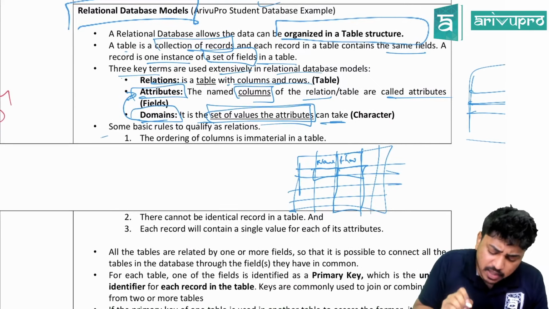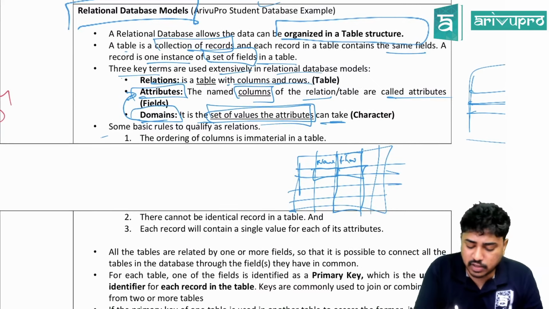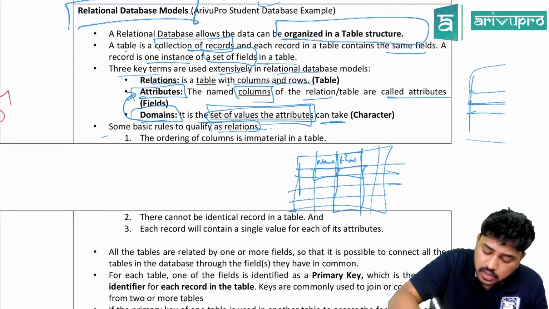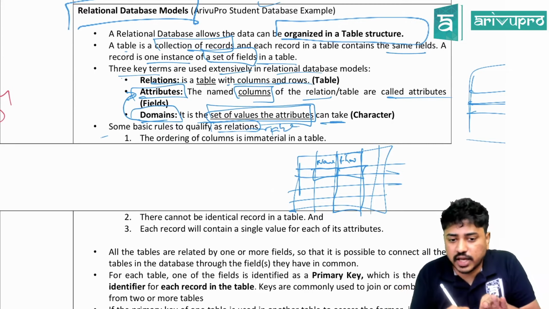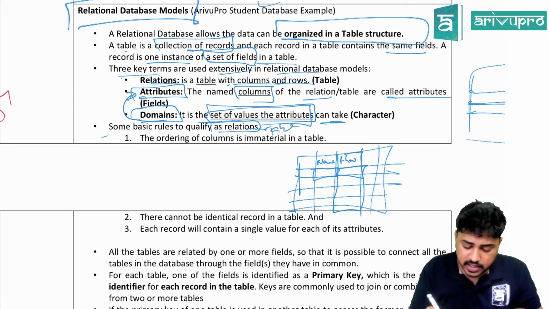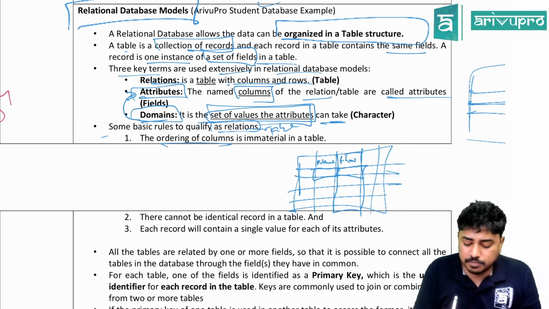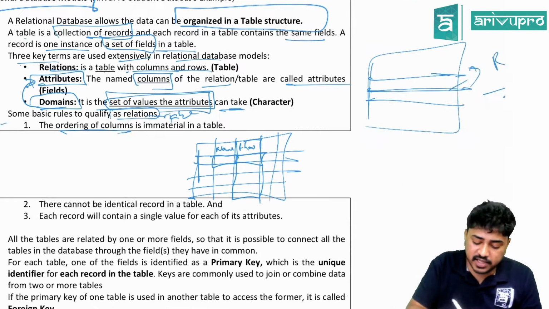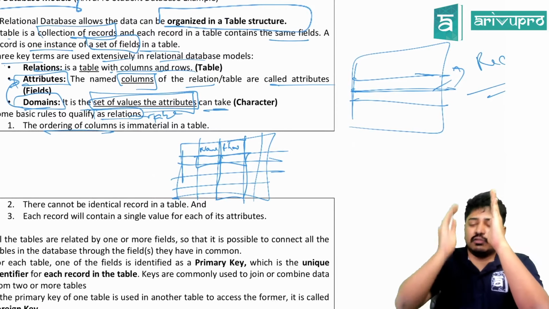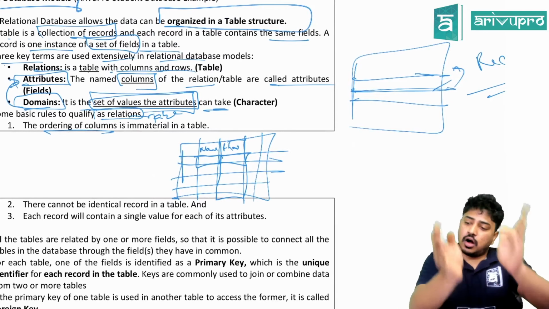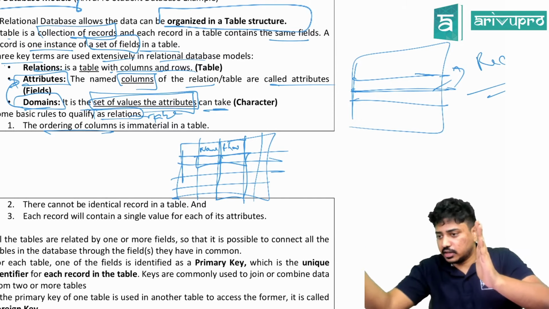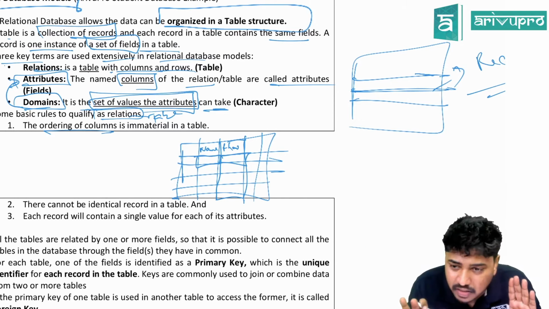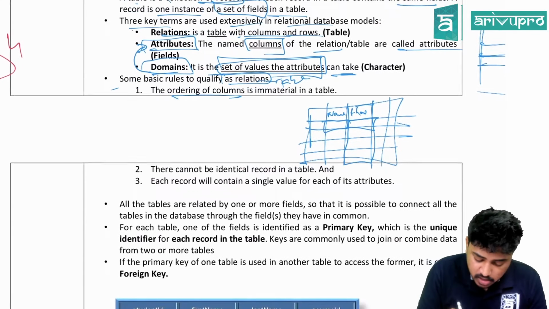Okay. Now, some basic rules to qualify as a relation. What does a relation mean? A table. Basic rules to form a table. Let's say the ordering of the columns is immaterial. That means it's not necessary that name should come first. You can start with phone number or email ID, then name. How the columns are arranged is not important. Done.